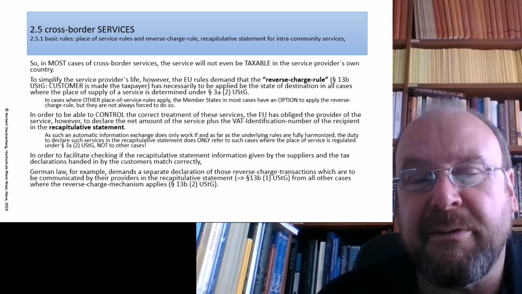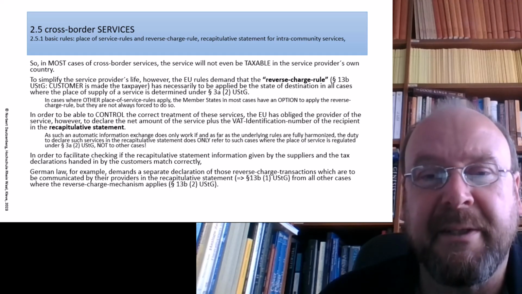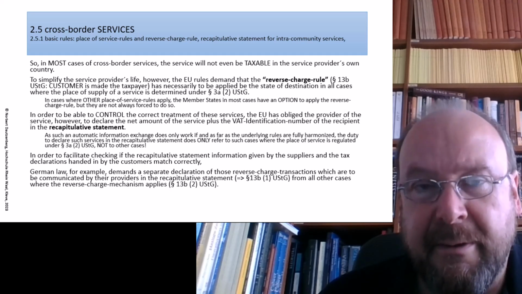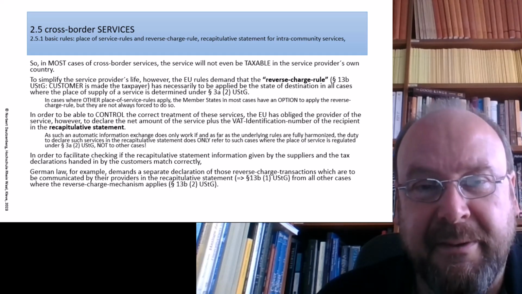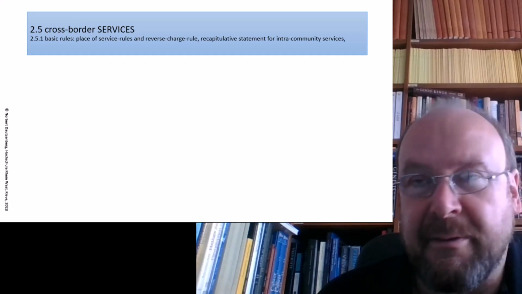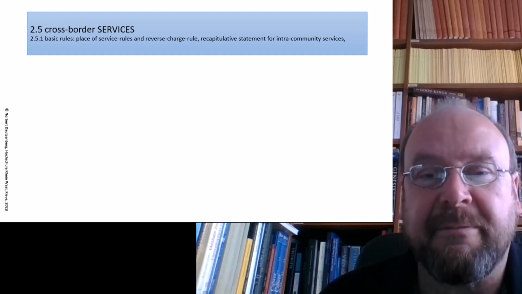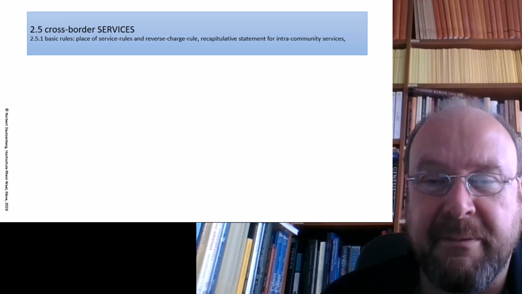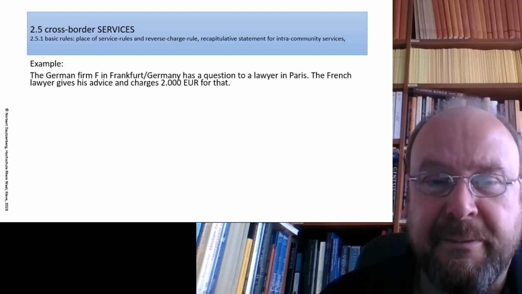And 13b2 are the cases where there is no such control mechanism, so where you declare services which you bought just without their possibility to check. At least not to check it based on the grounds of the recapitulative statement. Well, let us have a look how things work.